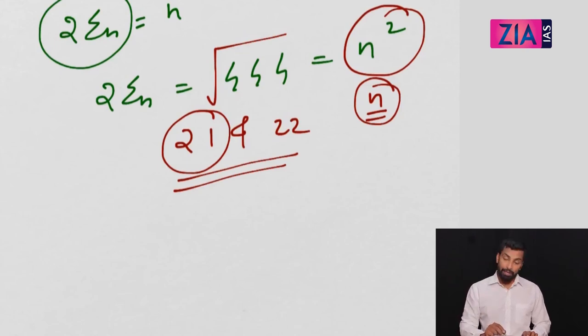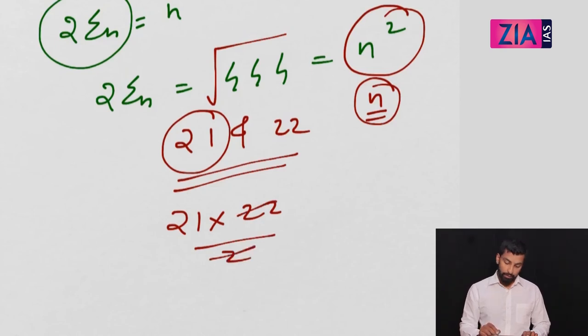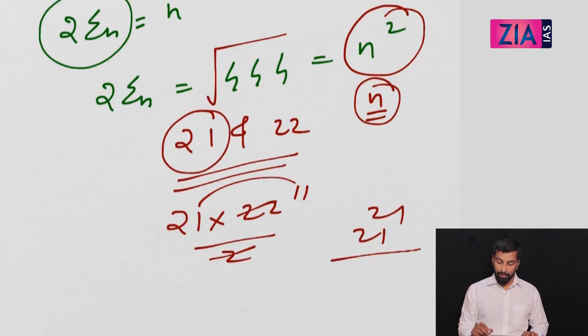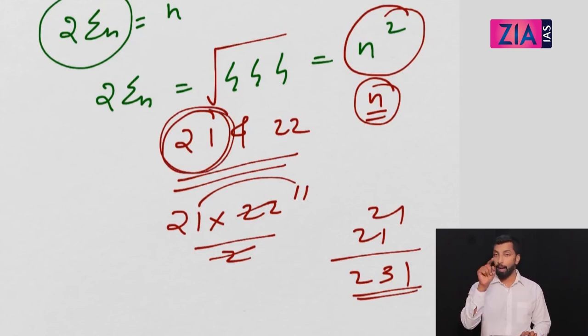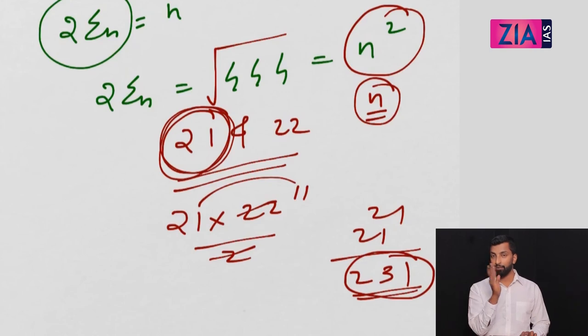So what is your actual sigma n? 21 into 22 divided by 2. So this is 11. Now 21 into 11 is nothing but 231. So here the problem is when you are taking 21 as the number of pages, we already know that is 20. So I am not touching that. When you are taking 21 as the number of pages, you are actually getting sigma n as 231. That is contradictory because original sigma n is 231 if page numbers are 21.